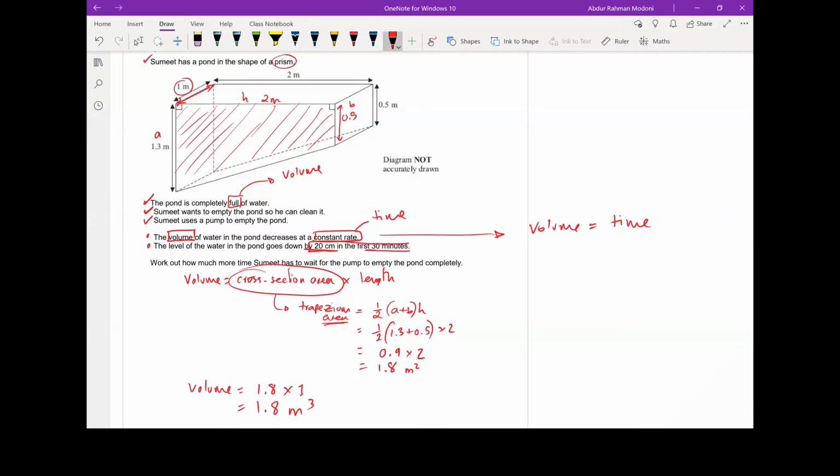Now, a common mistake I'll show you here. So don't copy what I'm going to do here. This is a common mistake made. So often students write this down.